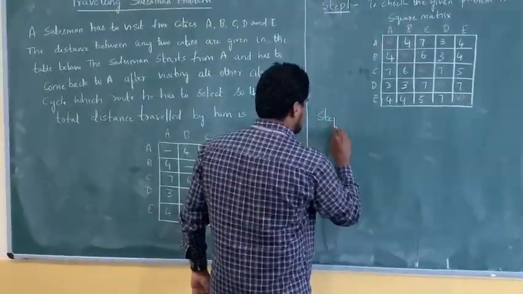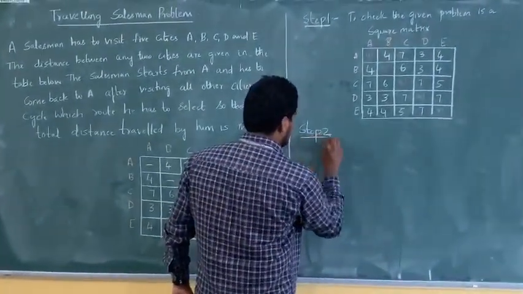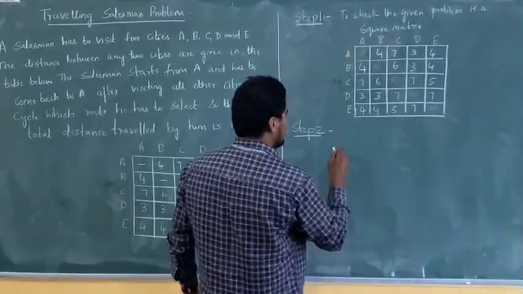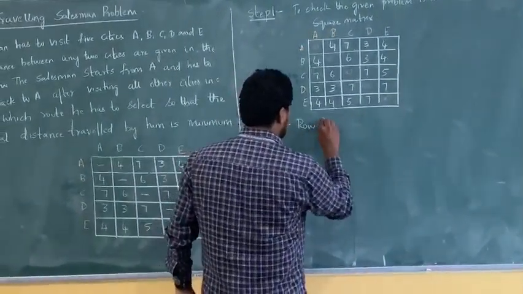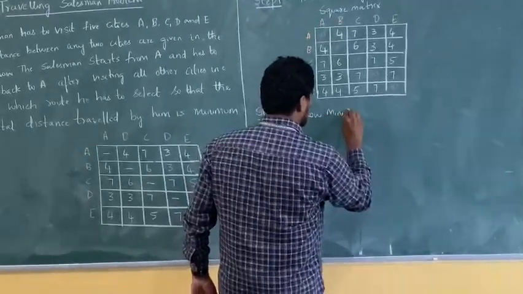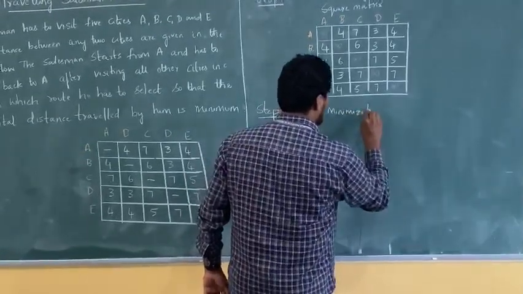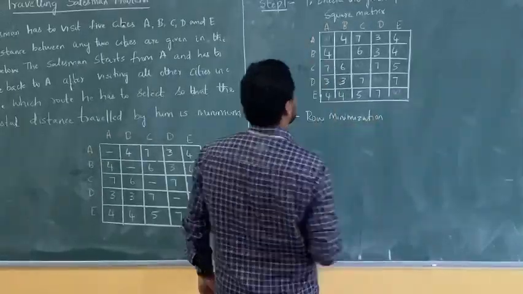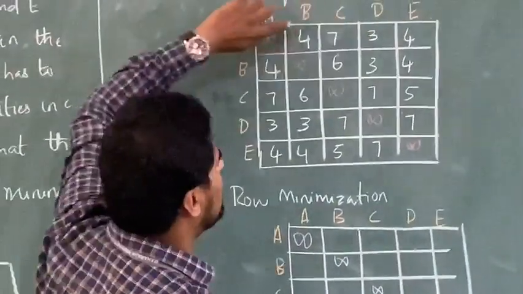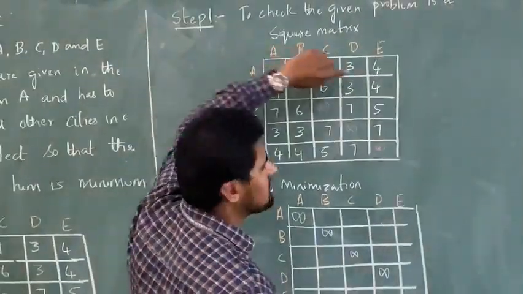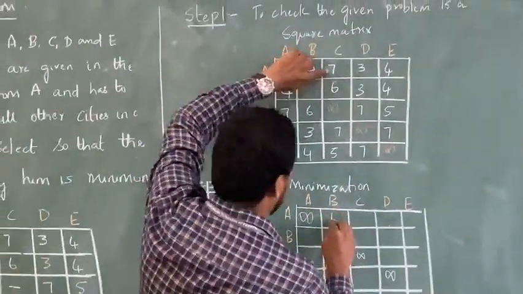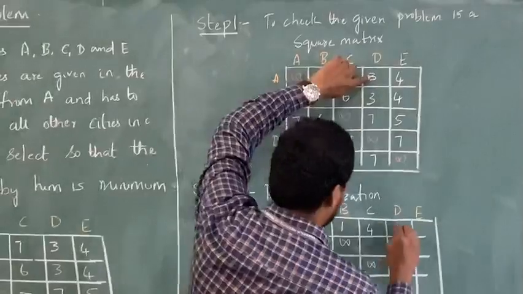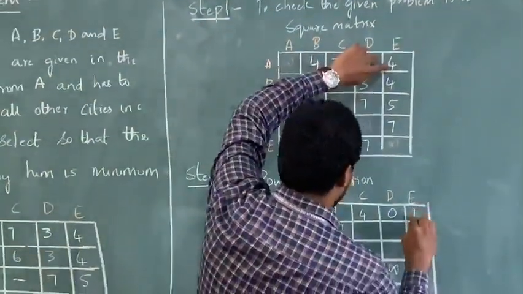That is step number 2, row minimization. In row A, the least element is 3. So we need to subtract 3 from this entire row. 4 minus 3 gives 1. 7 minus 3 gives 4. 3 minus 3 gives 0. 4 minus 3 gives 1.